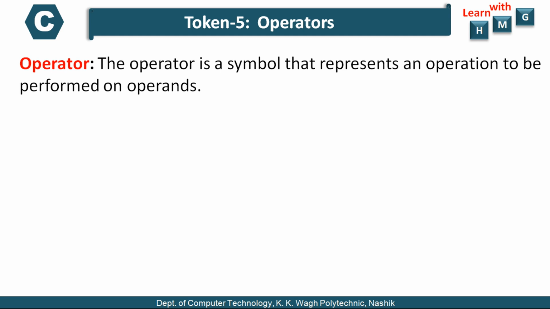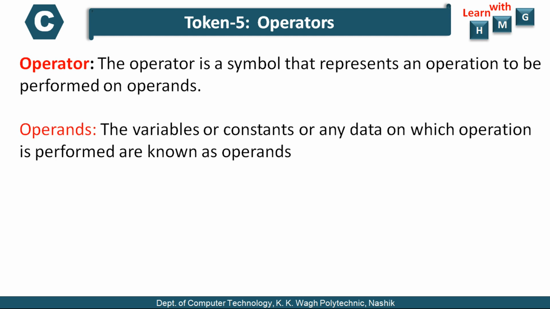What do you mean by operands? The variables or constants or any data on which an operation is performed are known as operands. Whenever you are performing an operation, definitely some data, some variables are participating, and those are called operands. Let us see the example. Sum is equal to NO1 plus NO2. So here sum, then equal to, then NO1, then plus, and NO2.